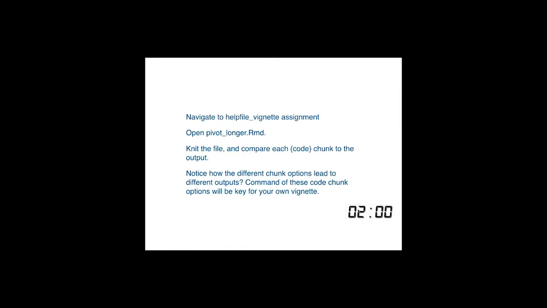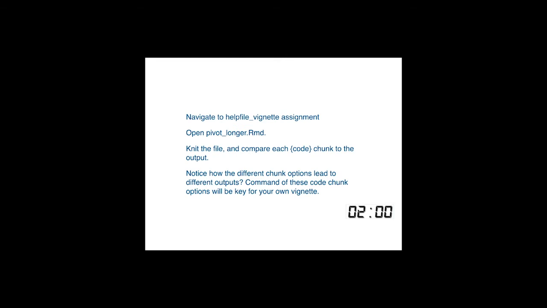What I want you to do is navigate to the help file vignette. In that directory, you'll find a file called pivot longer. I want you to knit that file, so just open it, knit it. I don't think there are any parameters in it, so you can just click knit. And then it's going to open a new window.